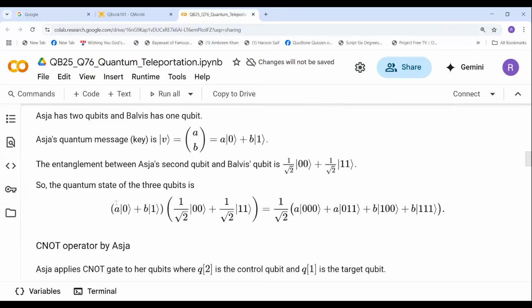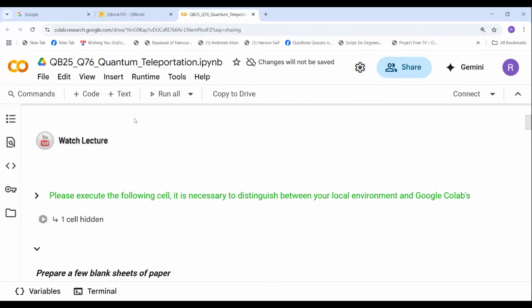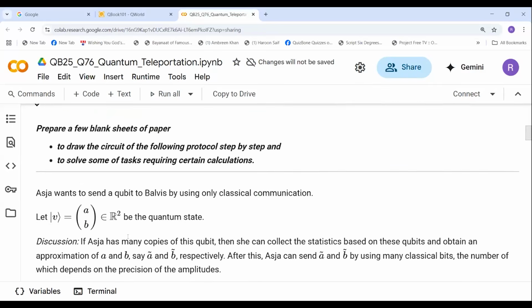And if you're using Google Colab, don't forget to run this hidden cell before you actually go through the teleportation notebook.